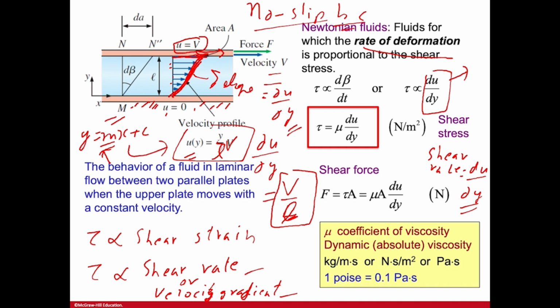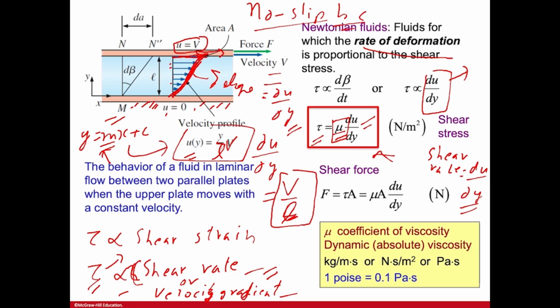Now how the viscosity comes into play is, you know that the shear stress is proportional to the velocity gradient or shear rate. In order to remove the proportionality sign, you can do that by adding a constant here. If you add a constant, this proportionality sign becomes an equal to sign, and this constant is what is called viscosity. So essentially this relationship mathematically ends up being this. Shear stress is proportional to velocity gradient and the proportionality constant is viscosity.